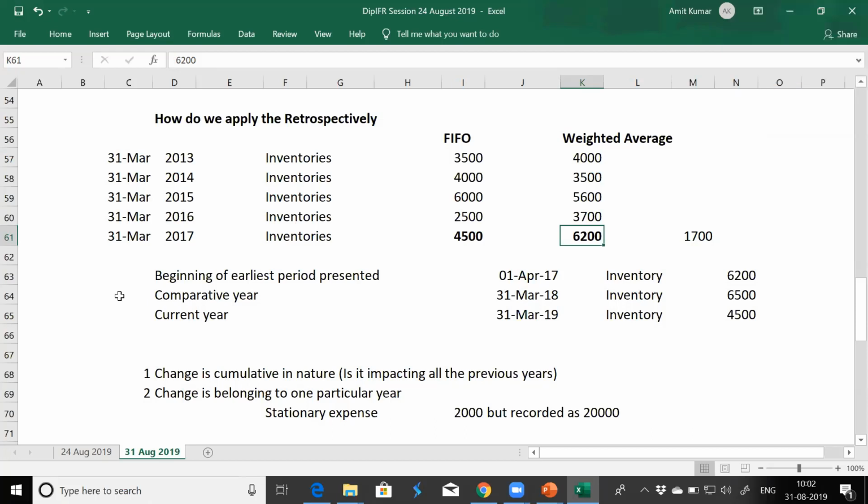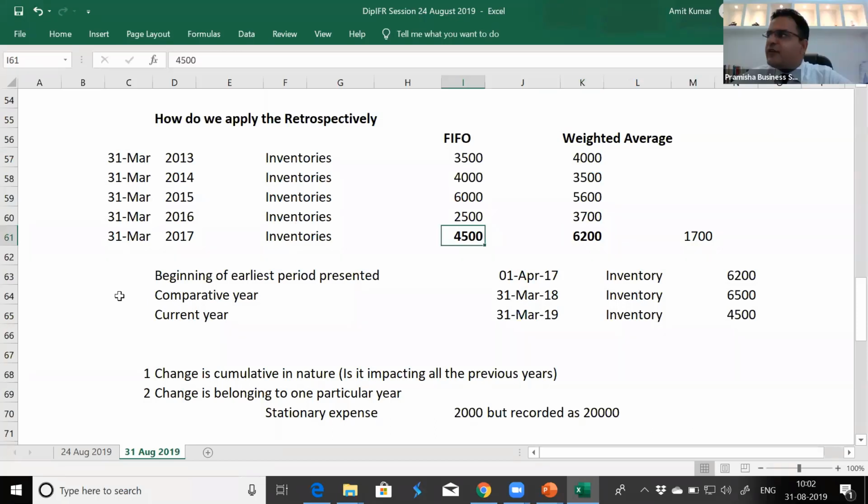6200. It should be 6200, but it is 4500. So we'll take the difference and we'll record 6200, because we want it on weighted average now. We want our balance sheet to show weighted average. Clear?